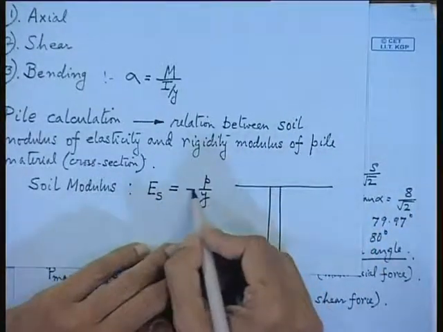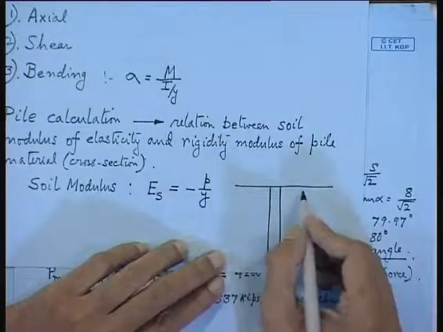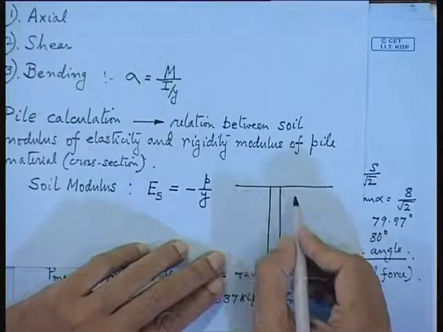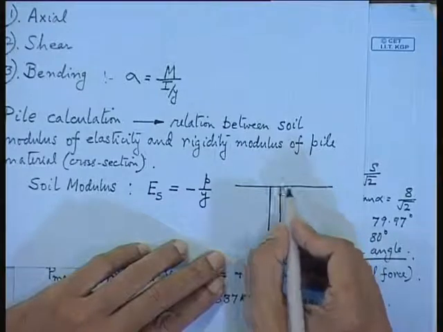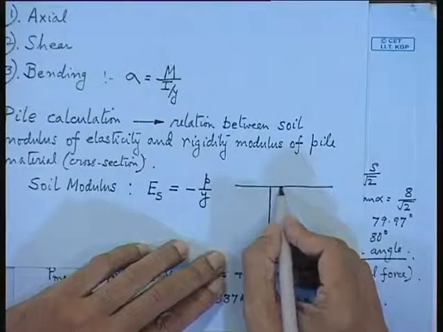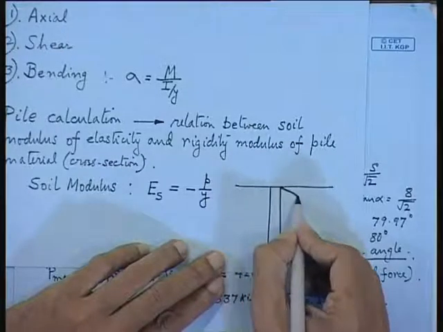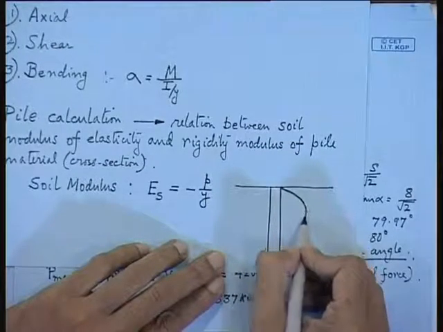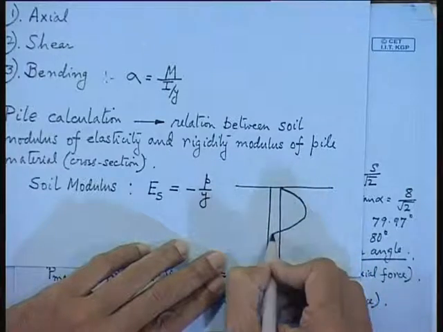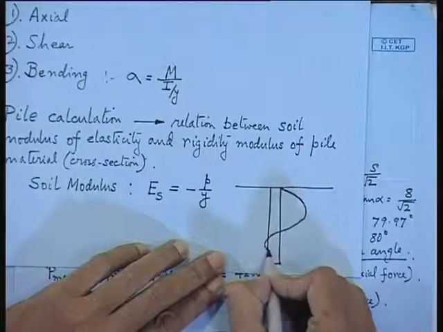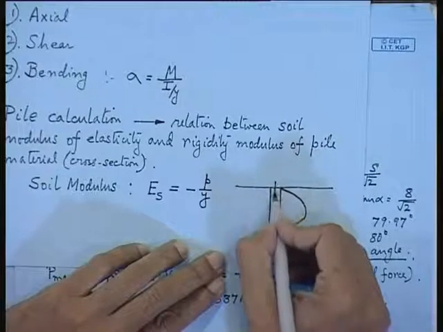Now, why is this negative sign coming? In my calculation, I have given a negative sign in the section modulus calculation. Your pile is going to bend like this. So, let us say that this is your center line.